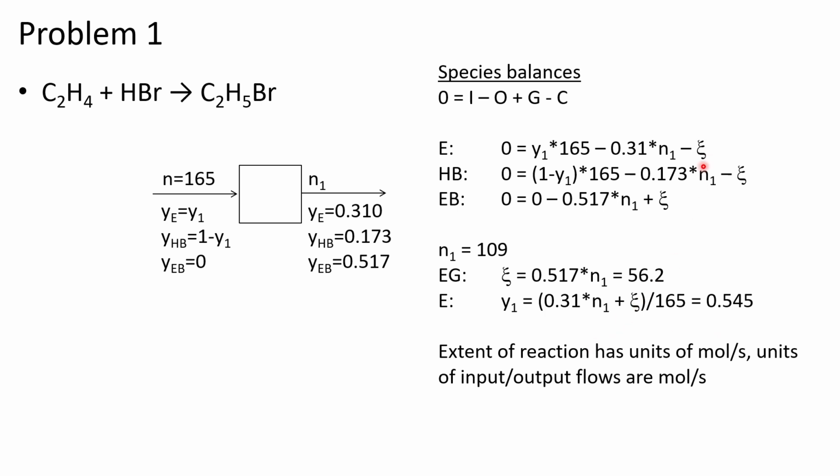Now the extent of reaction is going to have the same units as the other terms in this mass balance that we have here. The units of these terms, the flow rate in and the flow rate out, are both moles per second. So the units of xi also have to be moles per second.